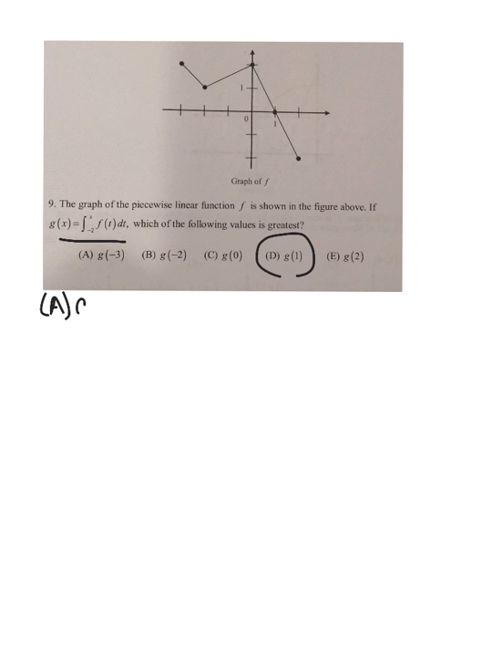So I'm going to just start with g, and I'm going to replace that x with a negative 3, so it's going to be the integral from negative 2 to negative 3 of f of t dt, right? Well, remember, you can't have an integral where your bottom bound is higher than your upper bound.